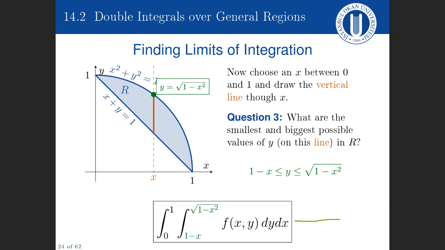Look down the bottom now. We would be doing the integral from 0 to 1, integral from 1 minus x to square root of 1 minus x squared of some function f of x y dy dx.